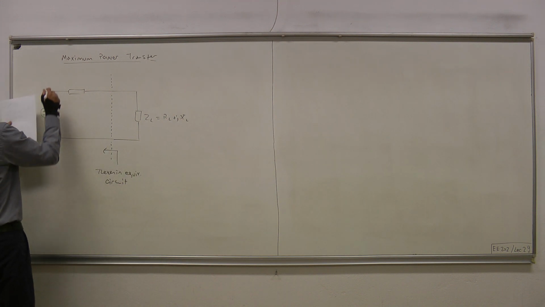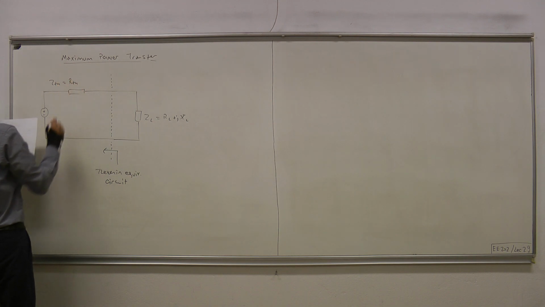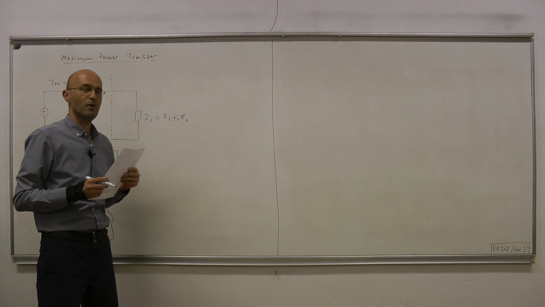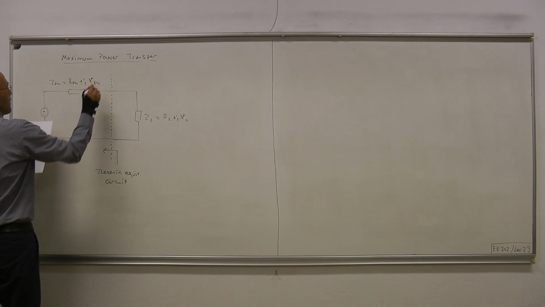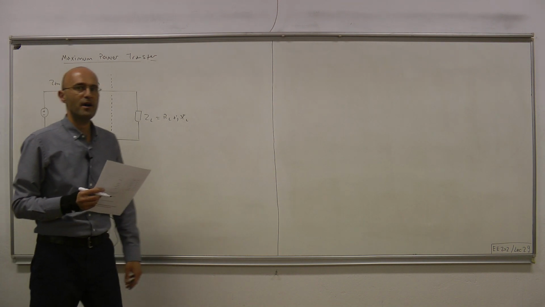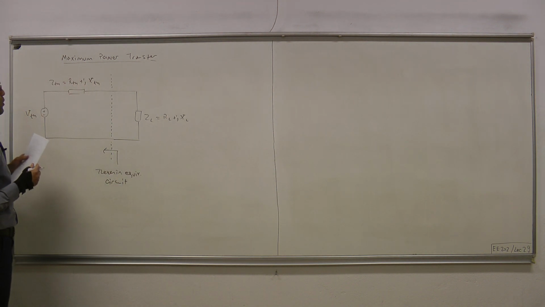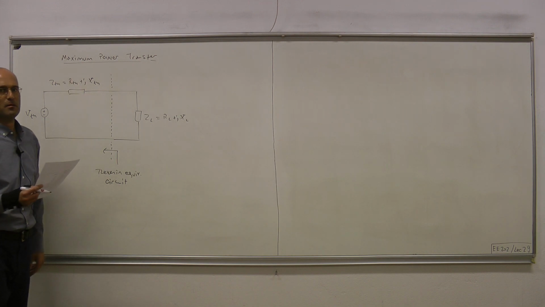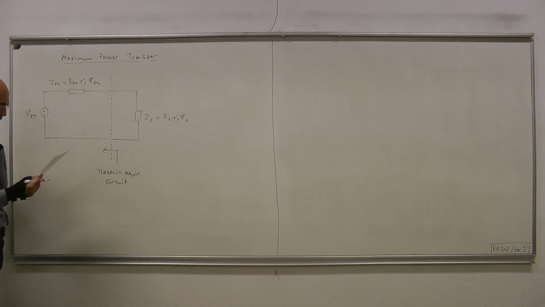So this is Z Thevenin, where the real part is denoted by R Thevenin and the reactance is denoted by X Thevenin. And this is the Thevenin voltage. So we're talking about impedances. Clearly, this is a phasor domain circuit.